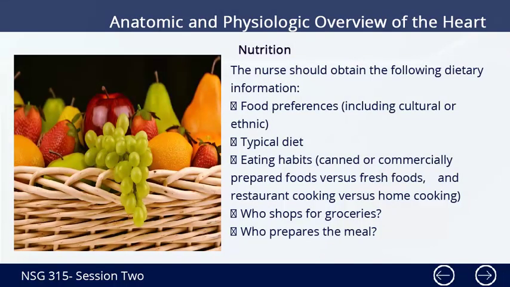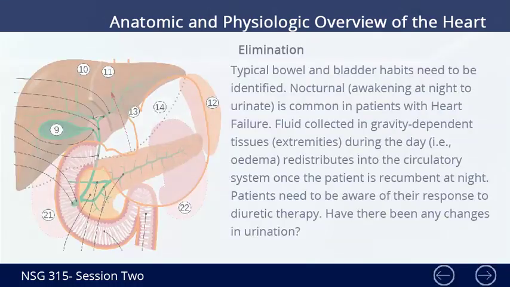The nurse should obtain the following dietary information: the food preference including cultural or ethnic, typical diet, eating habits, either canned or commercially prepared foods versus fresh foods, and restaurant cooking versus home cooking. Also, who shops for groceries, and lastly, who prepares the meals.